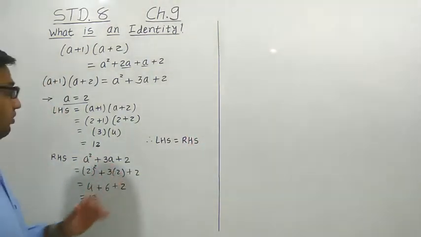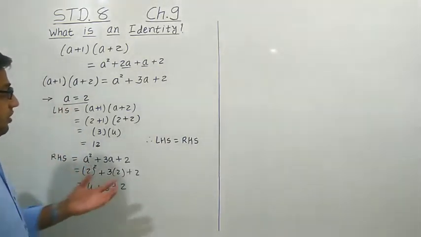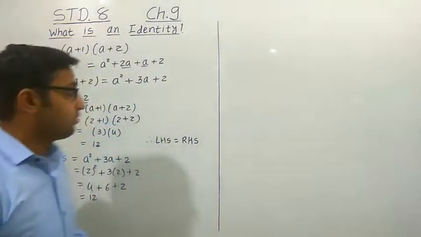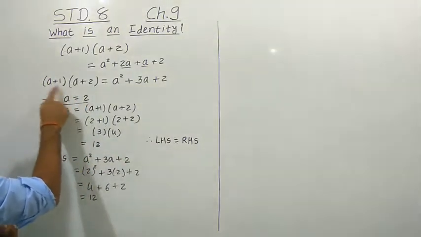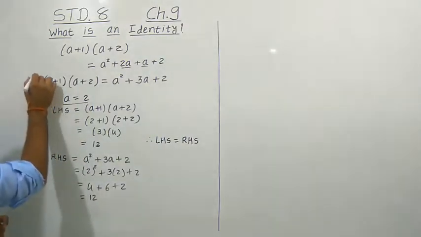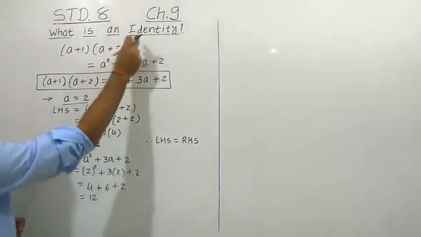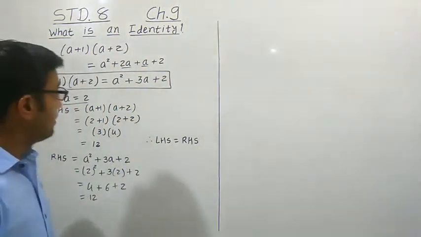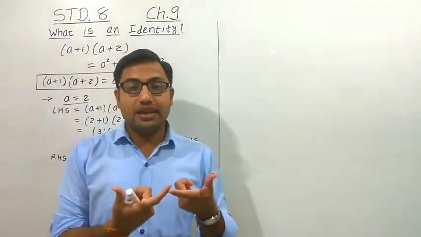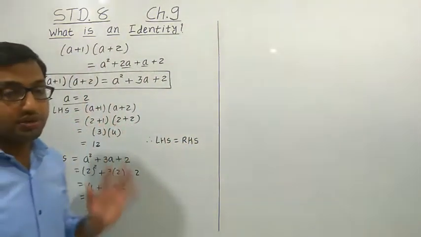So is it only possible when we put a equals 2? No. It is actually possible when both portions become equal for any value of the variable. Any real value of the variable we can put here, we get the same thing, right? So this we can call an identity, right? In this way, by multiplying any two binomials, we can get any kind of identity of this type, right?